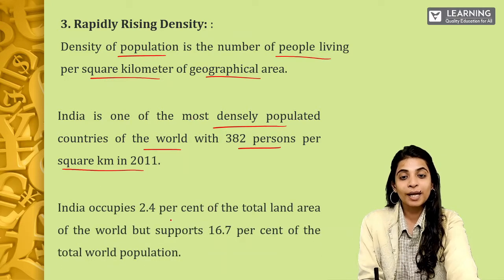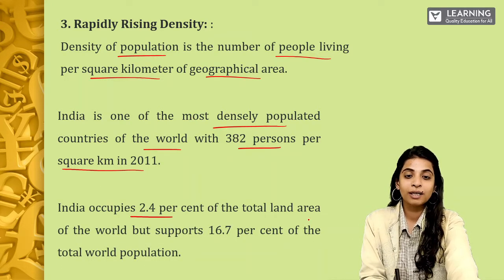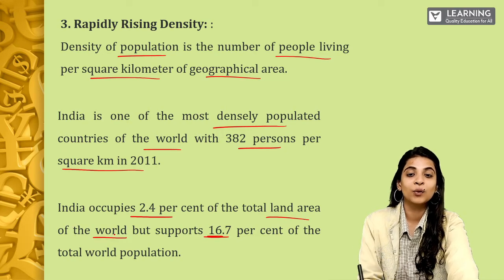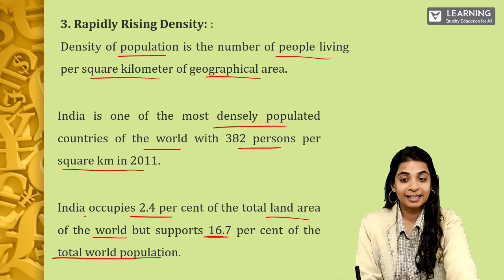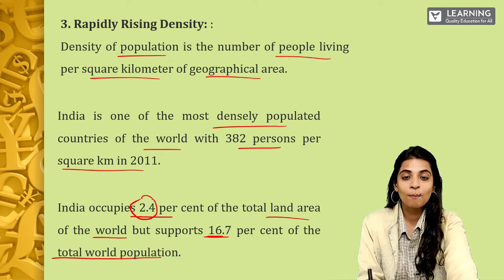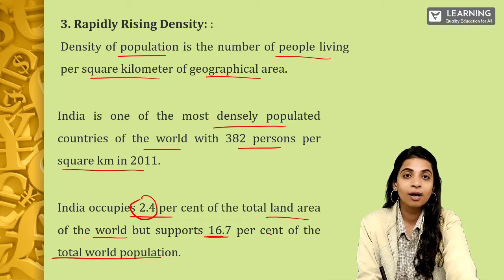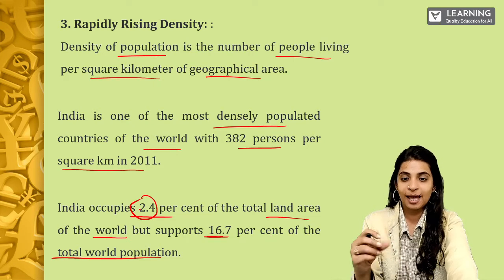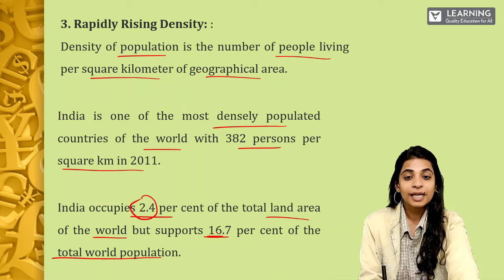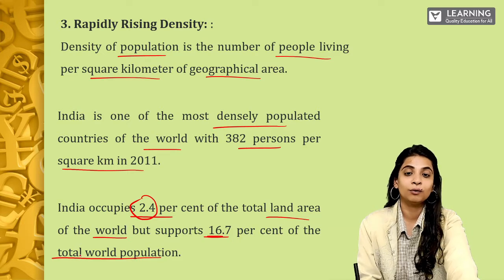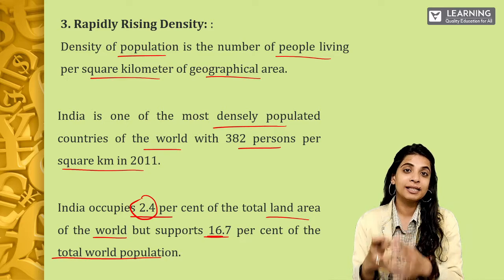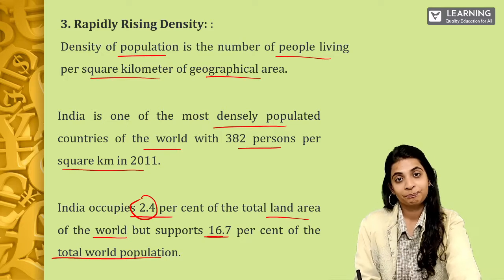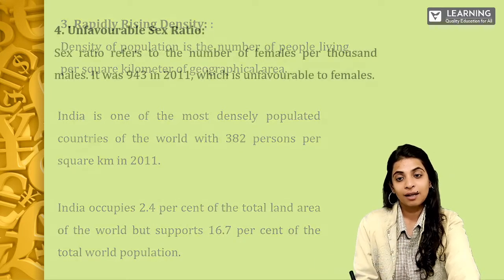Now, India occupies 2.4% of the total land area of the world, but supports 16.7% of the total world population. So if you read this again, India occupies how much? 2.4% of the total land area. If we talk about the entire world, India has this much land of the world, but supports 16.7% of the total world population. Imagine how crowded and how densely populated India has become in so many years.